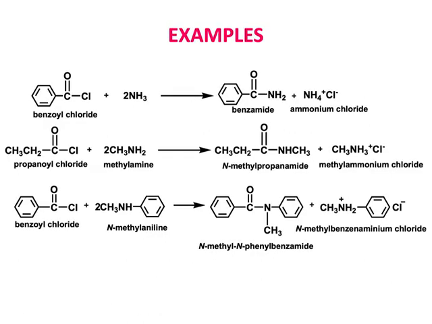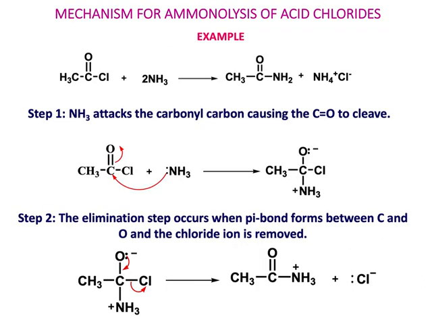Okay, this one is the example. So the mechanism for aminolysis of acid chloride. This is a general equation. Actually, the mechanism is mostly the same for all the reactions. So step 1, ammonia attacks the carbonyl, because ammonia is a strong nucleophile.